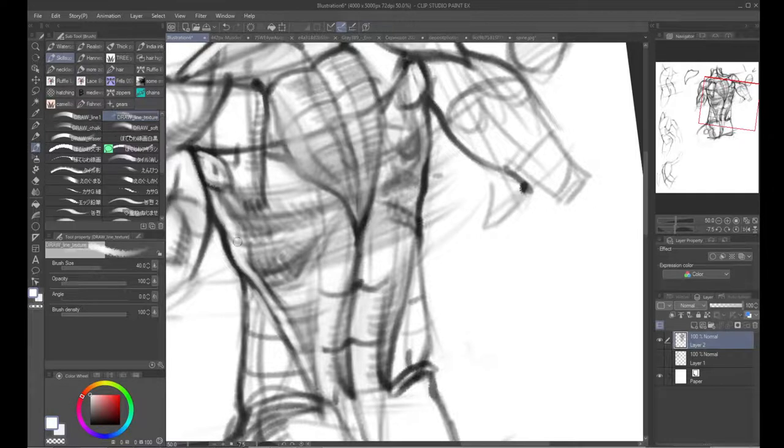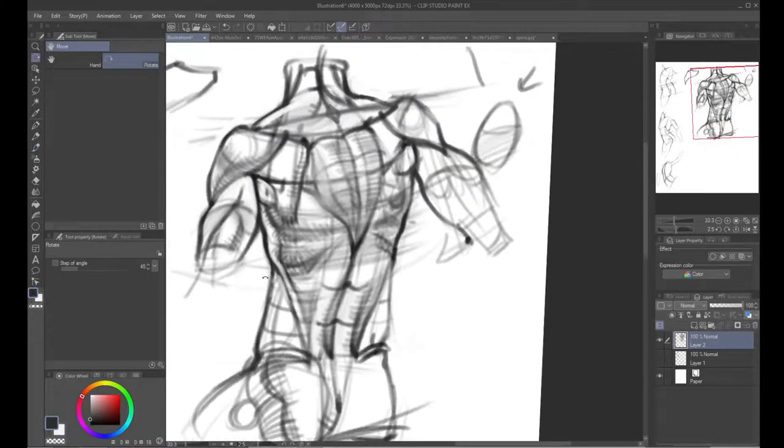I'm also using a little bit of light on the side to show clearly the thickness of the latissimus dorsi, also trying to imply the ribs and the serratus, the ribs beneath it.